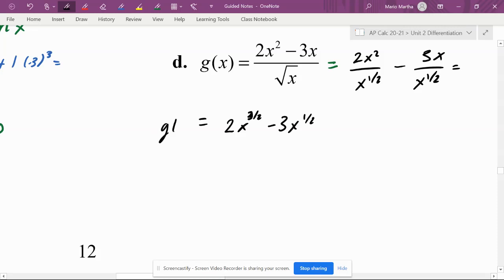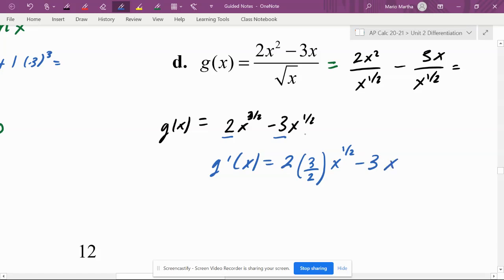And now this is g of x, and now that I have that, everything is nice in the way that I want it to be, in n times x to the n minus 1 format. So here we want to find g prime of x. Again, the constant is 2, and then our n is 3/2, so 3 over 2. And then take away 1 from this, so 3/2 minus 2 halves gives us 1 half. And then our next constant is negative 3, and then x to the 1 half minus 1 gives us negative 1 half.